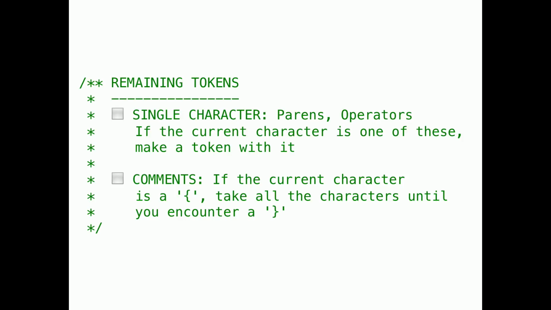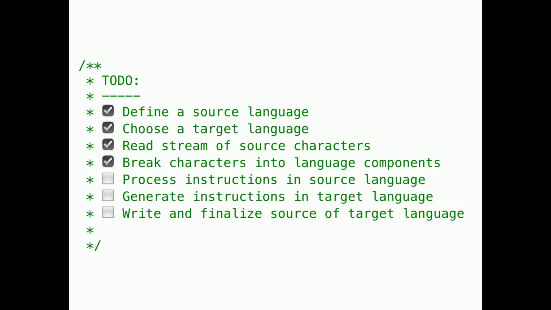So parens and operators are single character tokens. If you have that character, just make a token with it, and you're done. Comments are easy as well. If the current character is an open curly brace, take all the subsequent characters you encounter until you get to a closed curly brace, and create a token with those. So we've now implemented tokens for all the elements in our source language. The next step now is to move on to actually processing those tokens as instructions from the developer in our source language.